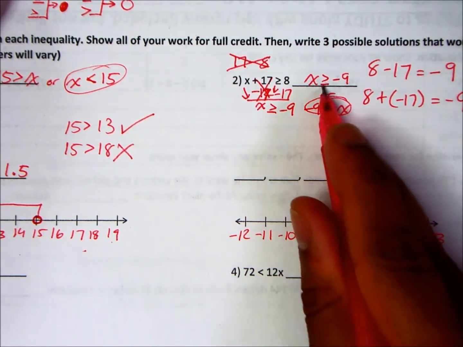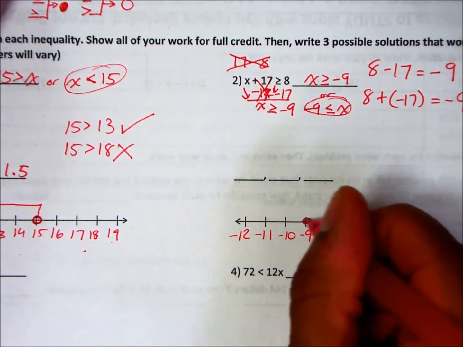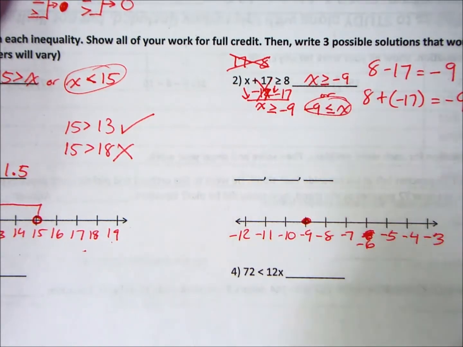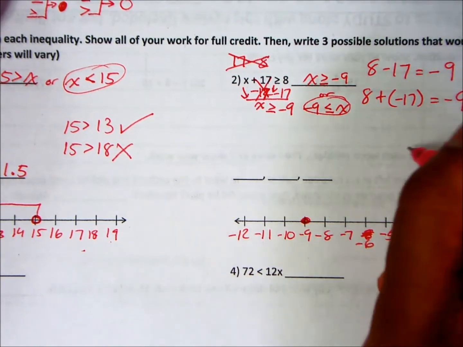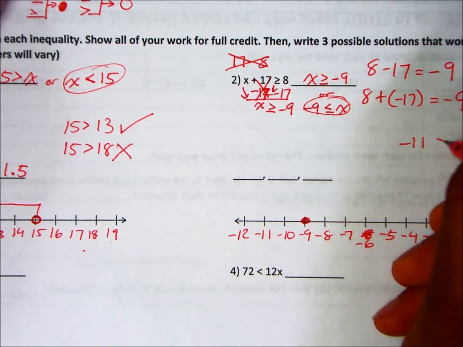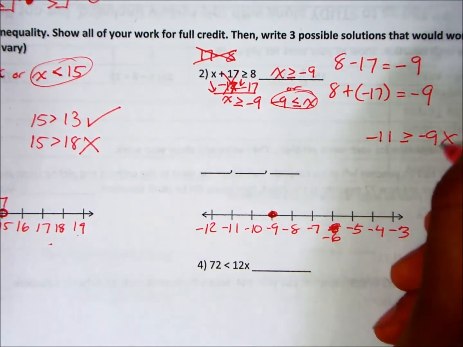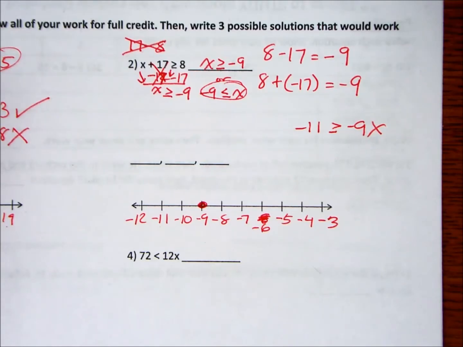So it could equal -9. So closed circle on -9. And you want the x values to be greater than or equal to -9. So let's plug in a number from the left side. Is negative 11 greater than or equal to negative 9? Nope. Okay, that's not going to work. Remember, the further away from 0 on the negative side of the number line, the less value it is.